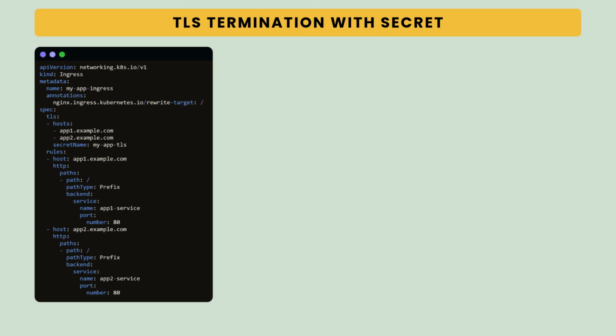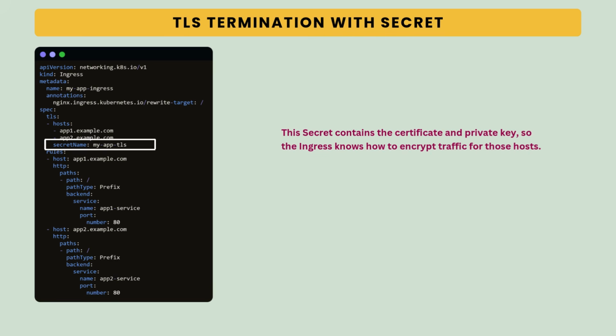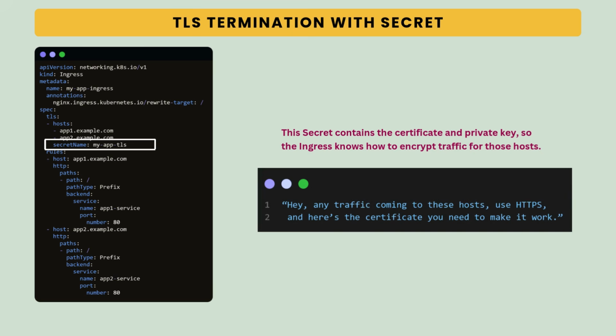Then we have added the secretName field, which points to the my-app-tls. This secret contains the certificate and private key, so the ingress knows how to encrypt traffic for those hosts. So basically what this section does is it tells Kubernetes, hey, any traffic coming to these hosts, use HTTPS, and here's a certificate you need to make it work.